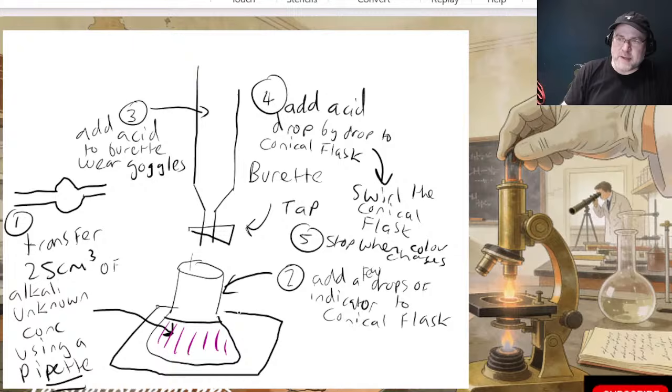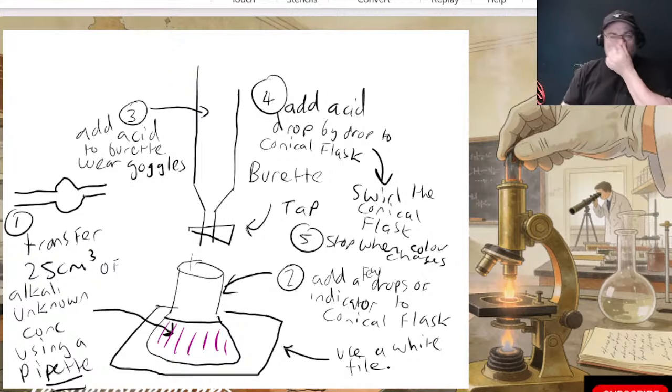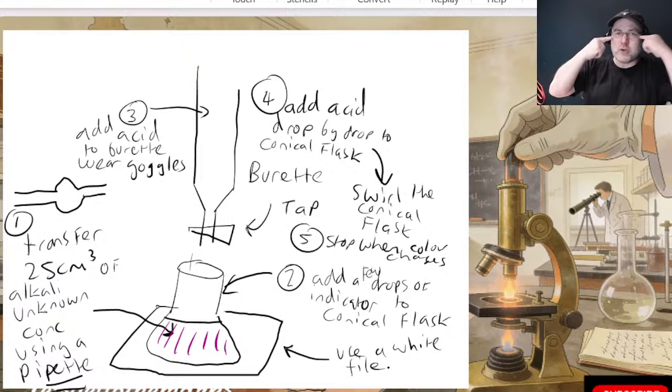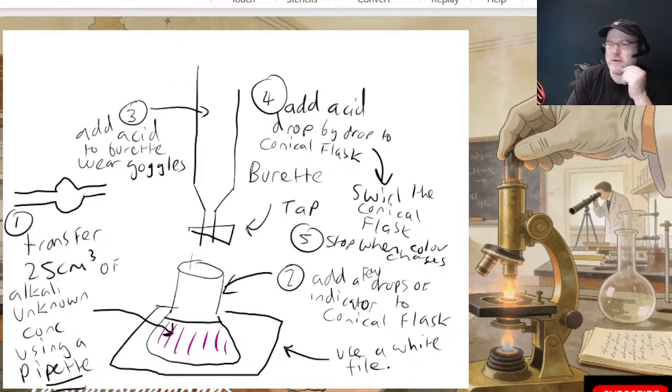Now you can always mention for extra marks things like use a white tile. Why? It makes the color change easier to see. Now, there is a more accurate way to do this using a colorimeter, which is a light detector, and you shine light through and it measures the absorbance. You could do that because human eyes are subjective. You might tell me it's gone colorless, and I might say, no, I think it's still slightly pink. So it's not super accurate. Well, it is accurate because pink to colorless is pretty obvious, but yeah.